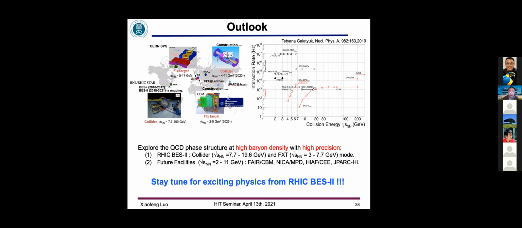This is my last slide. In the future we have many facilities worldwide being built to explore the phase structure at high baryon density. At low energy, the fixed target experiment is more effective for the search, running at high luminosity. So please stay tuned for the exciting physics from RHIC BES-2. That's all. Thank you.